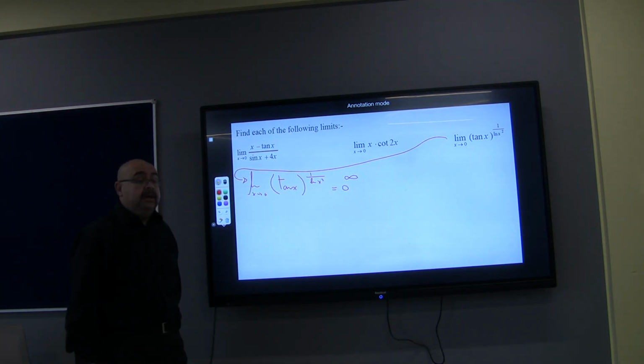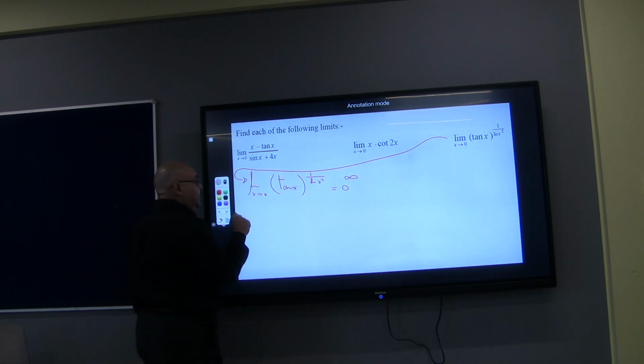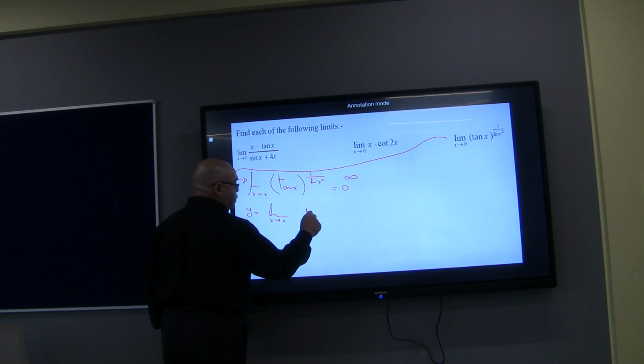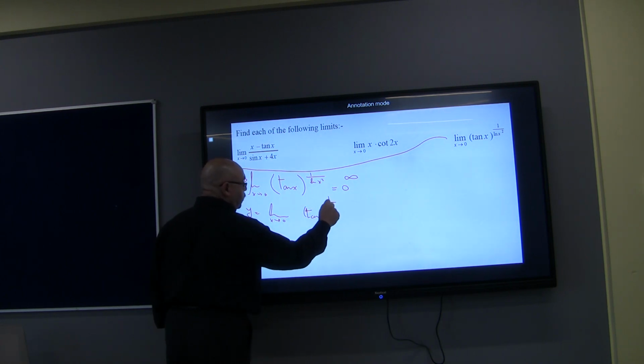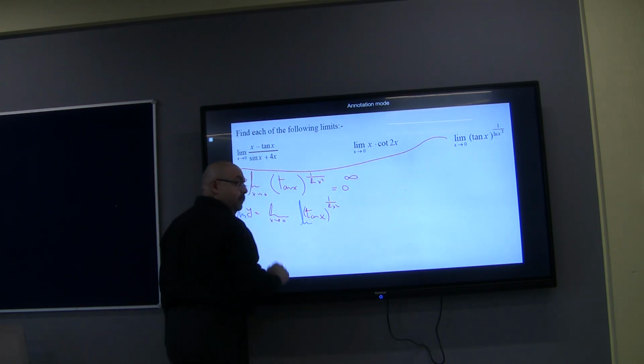In this case I can't use L'Hopital, so I have to change the form. So let y equal the limit of x tends to 0 of tan x to the power of 1 over ln x squared. I will take ln for both sides. This is ln and this is ln.